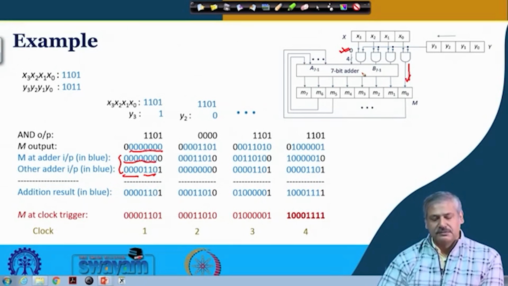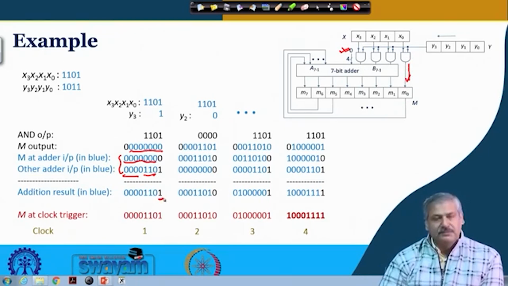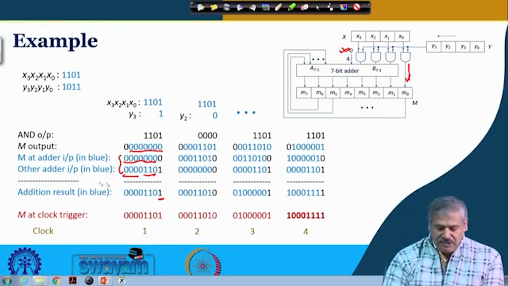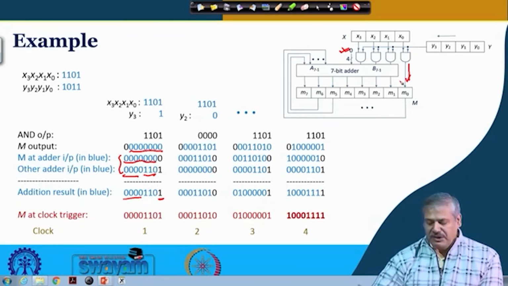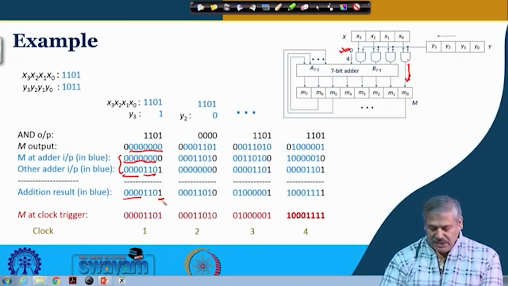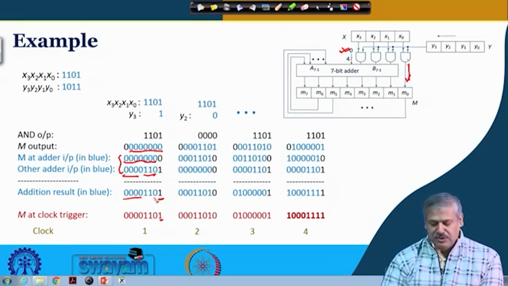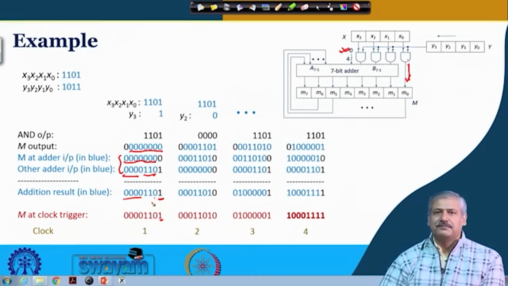Is it clear? So, what is the result? This one is coming directly as 1, and for the other cases, this is 0, this is 1 and this is 1 and the rest are 0. And after the clock trigger, what is getting loaded here? This M0, this 1, is getting directly loaded here, and the adder output will be coming at M1 to M7. So, 0 0 0 0 1 1 0. Is it fine? Understood?